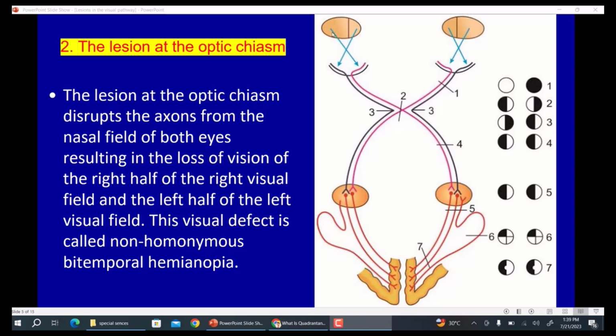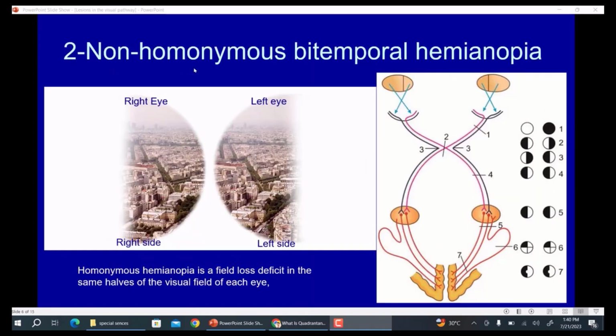Remember one thing: the temporal field of vision is perceived on the nasal side, and the nasal field of vision is perceived on the temporal side. At the level of the optic chiasma, we have fibers from both nasal sides, and the nasal side receives vision from the temporal side. So bitemporal vision loss occurs when there is a lesion at the level of the optic chiasm. This is non-homonymous bitemporal hemianopia.